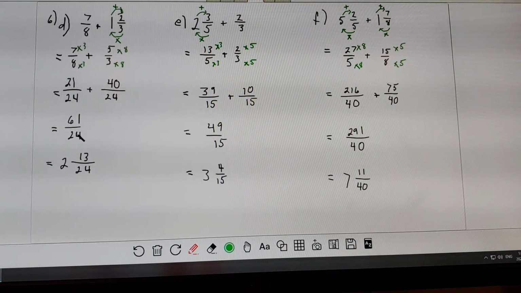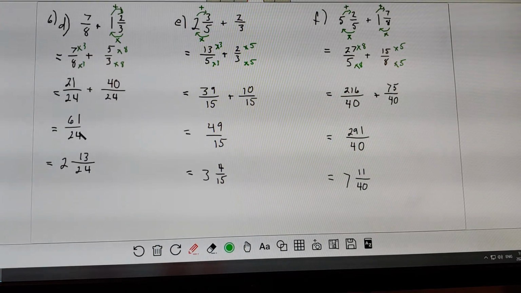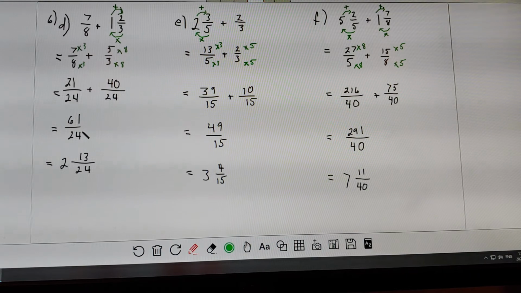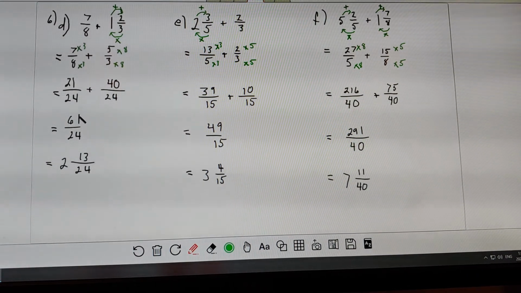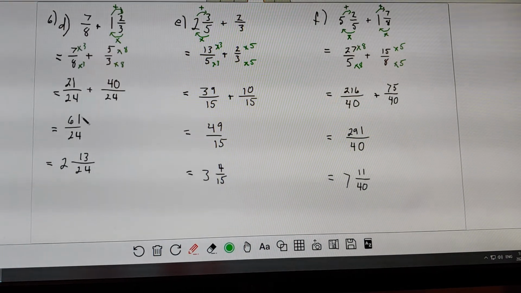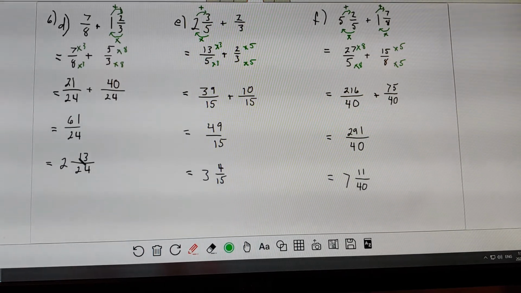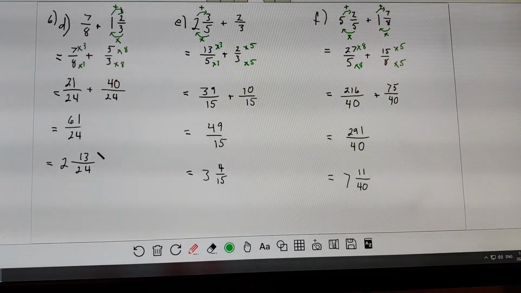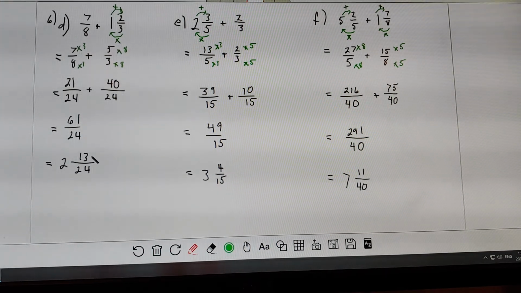How many groups of 24 fit in there? Well, 2 groups of 24 is going to be 48. Multiply those both by 2. So then I will take 48 out of that. There's my 48 24ths sitting right there. How many are left over? 13 of them. And to get the 13, 61 subtract 48. I just didn't show it.